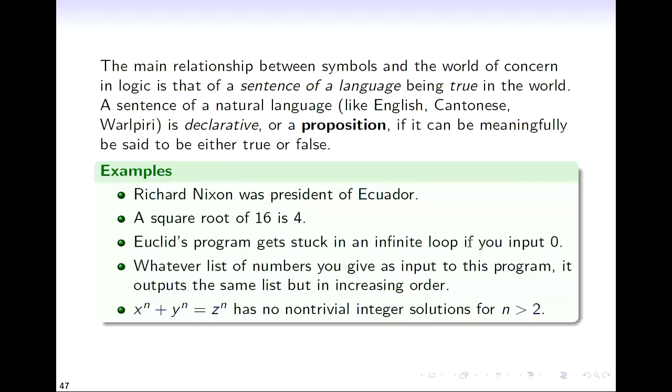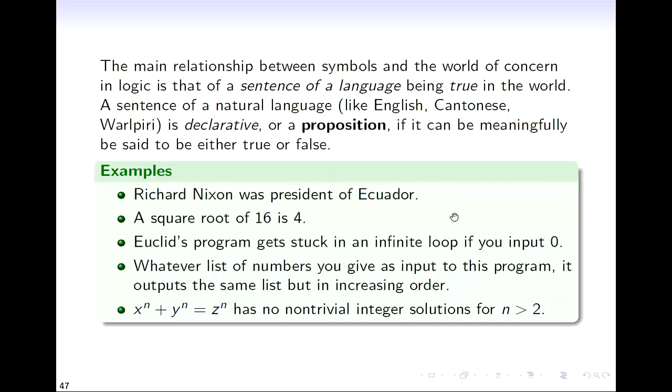When we talk about logic, like elementary logic, the main relationship between symbols and the world that we want to formalize is that of a sentence of a language, in this formal language, the language of logic, being true in the world.